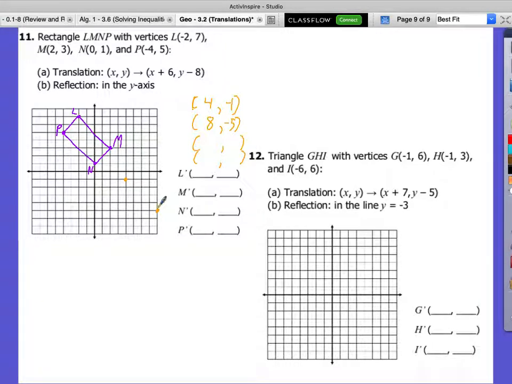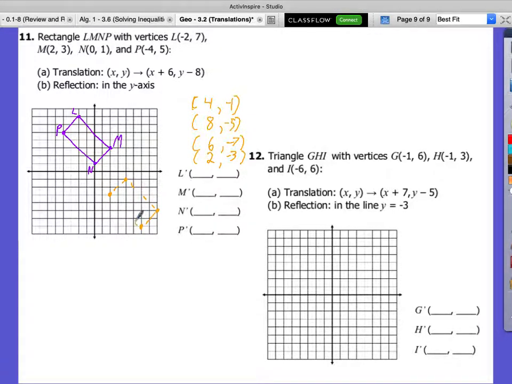It started out as (0, 1). We're moving 6 to the right, 8 down. Yes, it has become (6, -7). Very good, (6, -7). Okay. And then Carly, what's P become? Very good. Okay. Are we gonna do the last one?